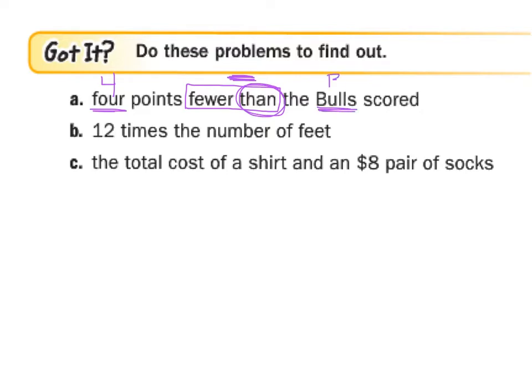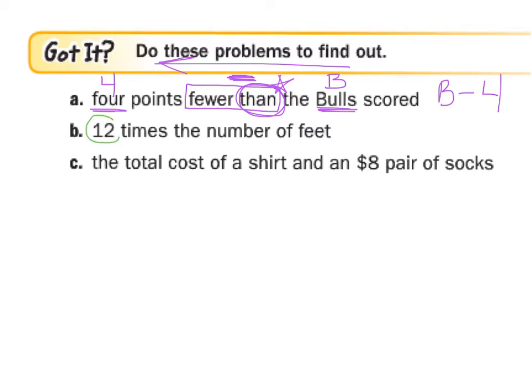That will take their score. And because I have that than right here, we actually have to write our problem in reverse. So it's going to be B subtract the 4 points. Because we're going to take the Bulls score and take away the 4. We're not taking the Bulls score from the 4. All right? Let's look at the next one.